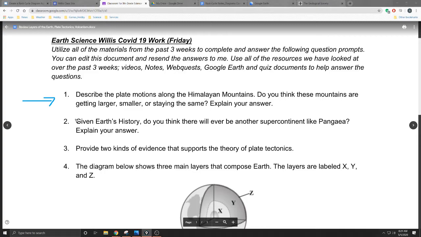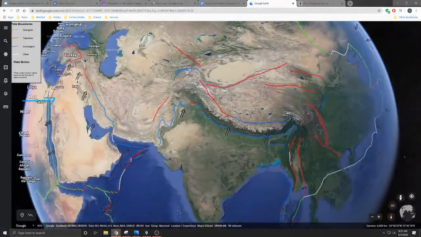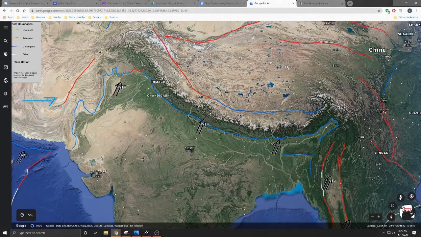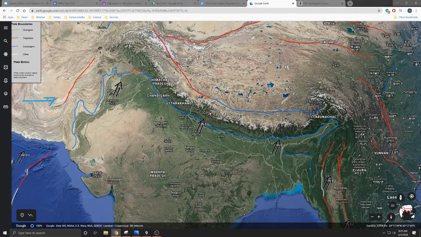Describe the plate motions along the Himalayan Mountains. Do you think these mountains are getting larger, smaller, or staying the same? Explain your answer. What we're going to do here is zip over to Google Earth real quick. The Himalayan Mountains, for those of you who are not aware, are this mountain range right along here. I think it's something like 18 of the 20 tallest mountains in the world are located along this range.